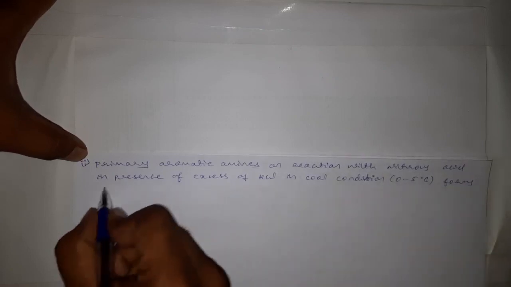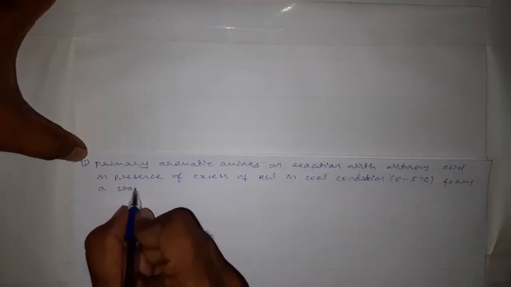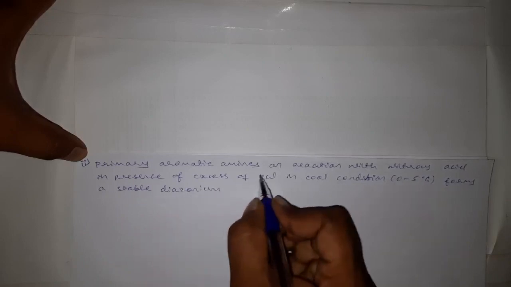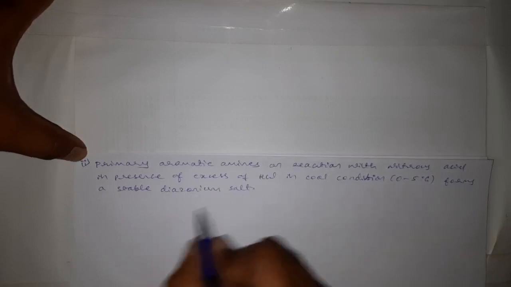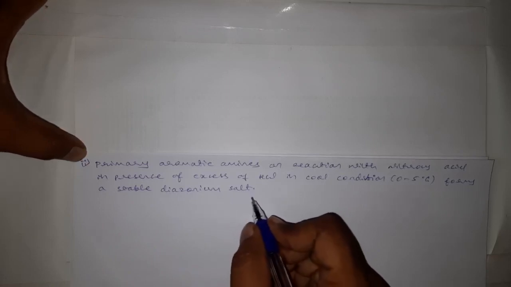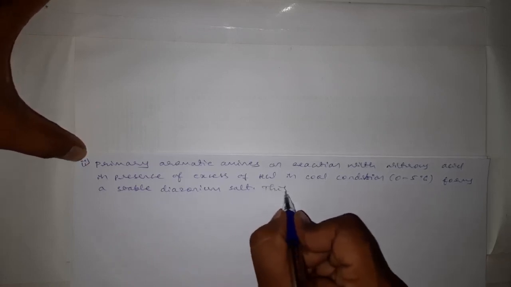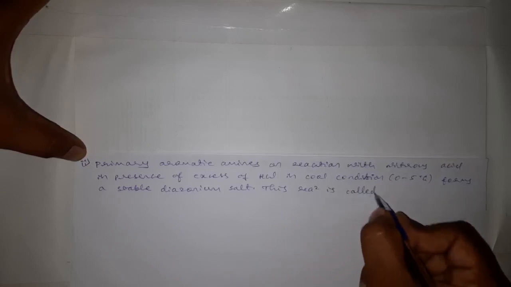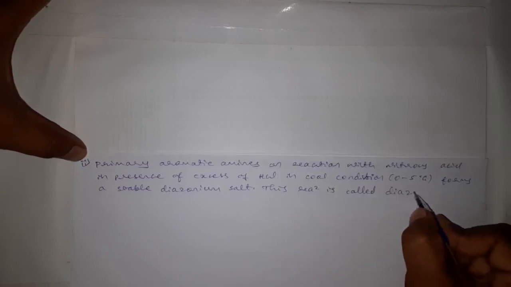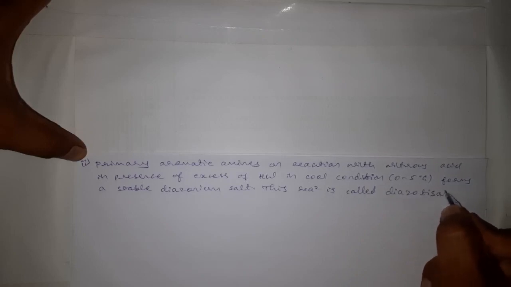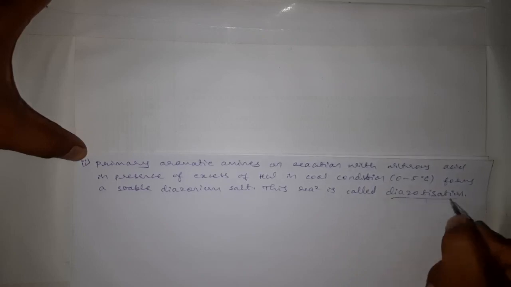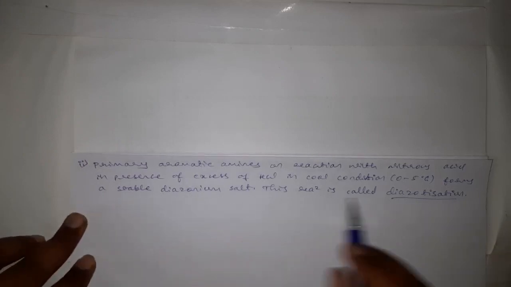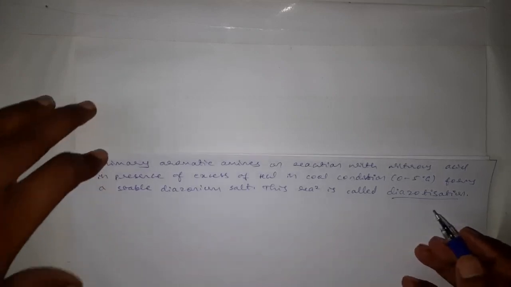it will form a stable diazonium salt, and this reaction is called diazotization. This reaction is called what? Diazotization. Formation of diazonium salt is called diazotization.